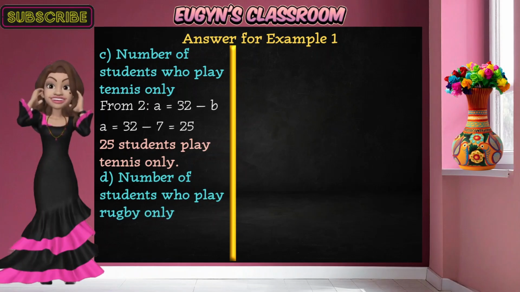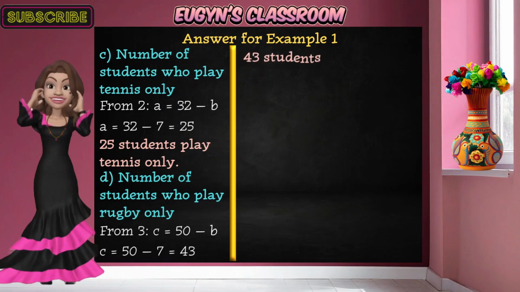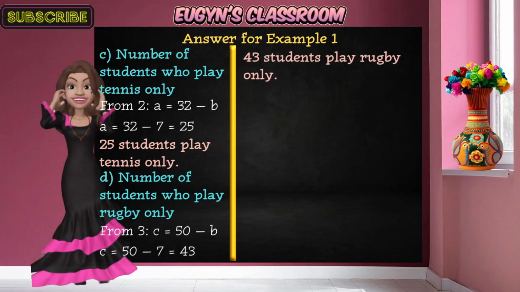In part D, we're supposed to get the number of students who play rugby only. That is represented by letter C in the Venn diagram. From equation 3, we have C equals 50 minus B. The value for B is 7. Therefore, C will be 50 minus 7, which is 43. That means that 43 students play rugby only.